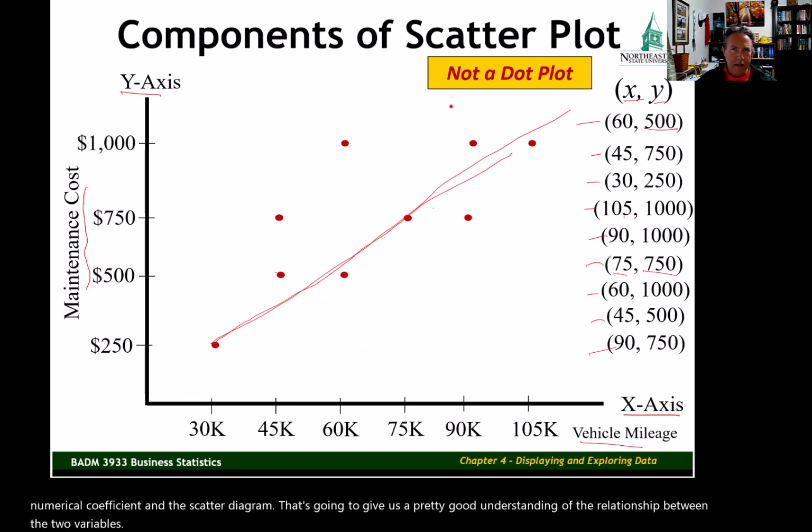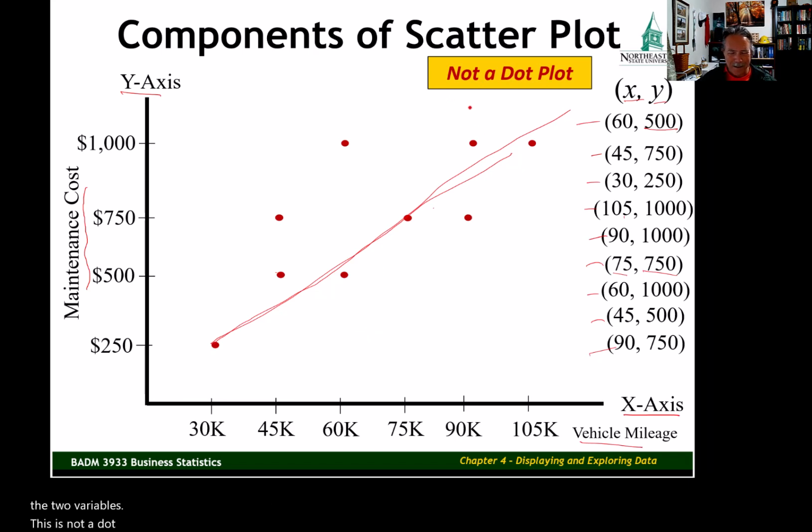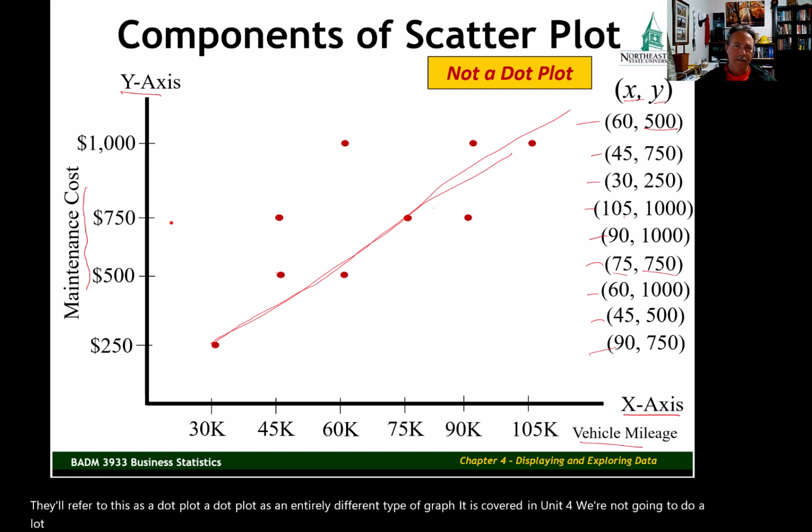This is not a dot plot. Every semester, I'll have students refer to this as a dot plot. A dot plot is an entirely different type of graph. It is covered in Unit 4. We're not going to do a lot with dot plots. This is not a dot plot.